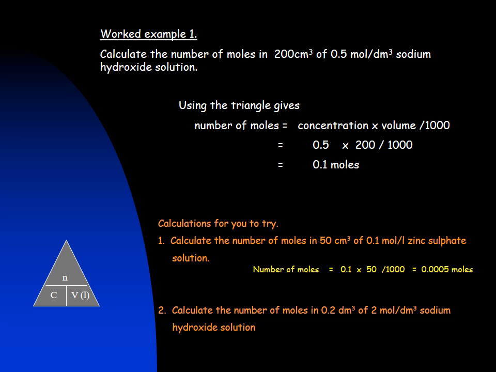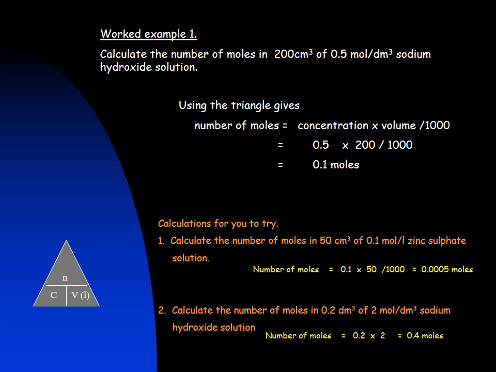So for the first example, the answer would be 0.0005 moles. Now, there are two things that you need to bear in mind with this example. Firstly, we had to divide by 1000 because, again, the volume was given to us in centimeters cube. And secondly, the unit for concentration was given as mole per liter, which, although it may seem a little bit confusing, remember that decimeters cube and a liter is the same thing.